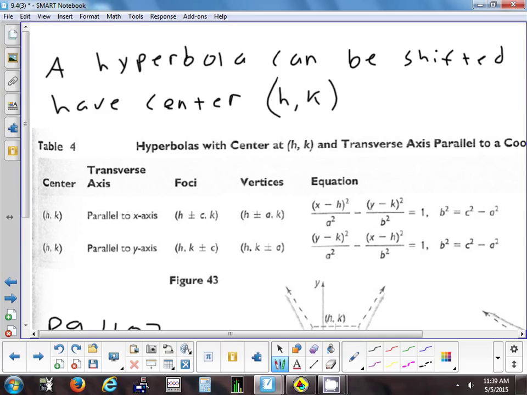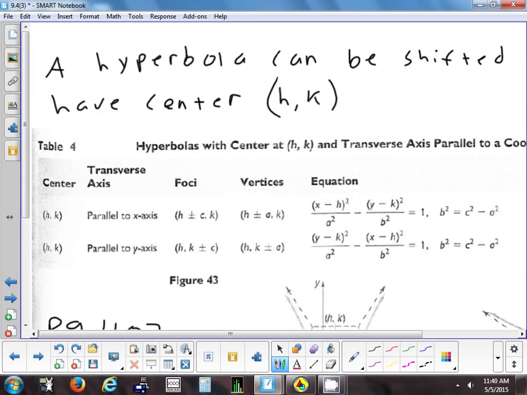A squared always comes first. B squared always comes second. It's always equal to 1. And if you want your transverse axis to be parallel or horizontal to the x-axis, you've got to make the x come first to make it positive. If you want your transverse axis to be vertical, parallel to the y-axis, it's going to be shifted, but it'll be parallel to the y-axis. You're going to make y come first. A and C still have the same relationship they always have.